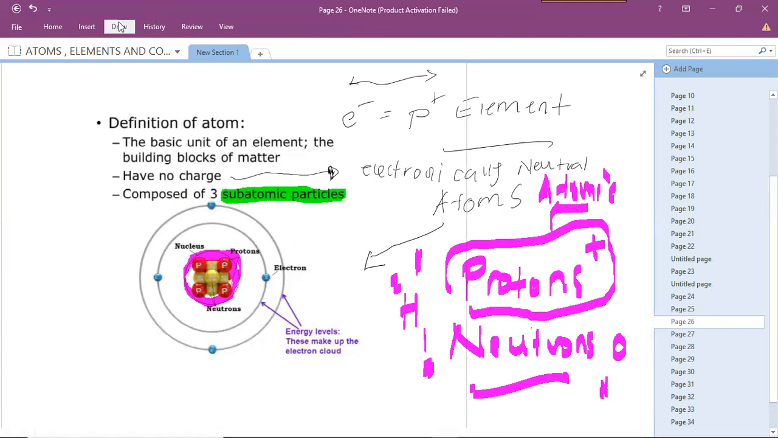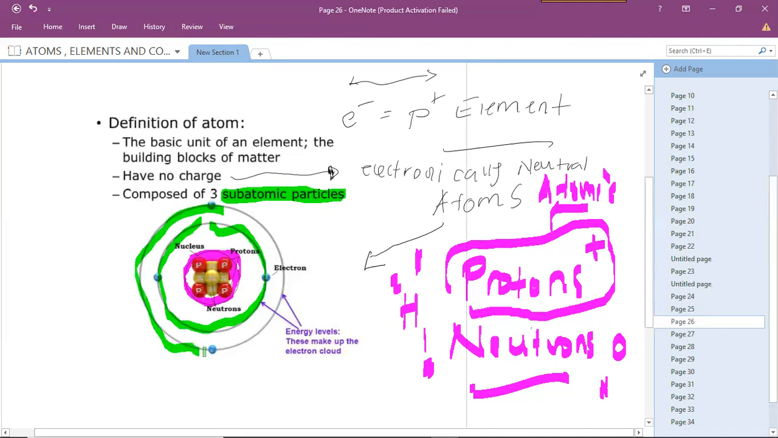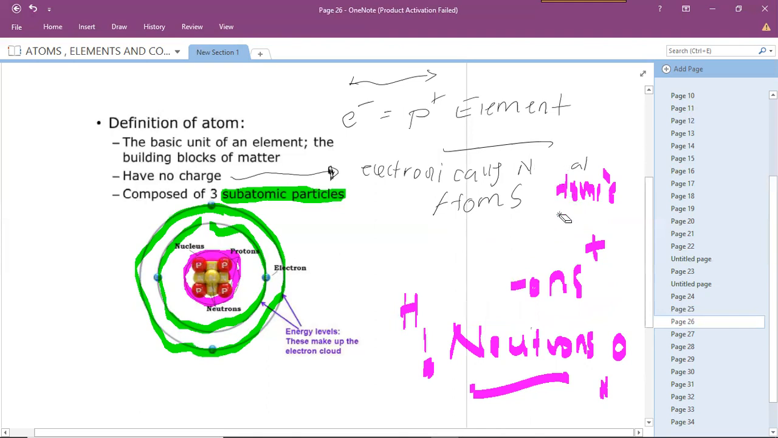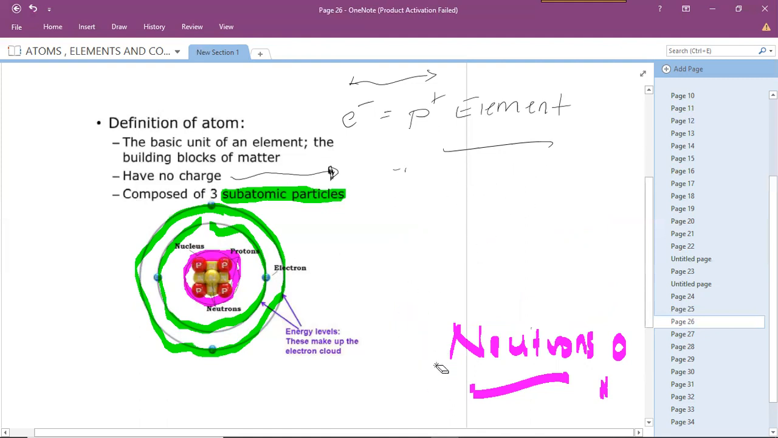Then outside, we have things known as electrons. Electrons in an atom are found in energy levels known as electronic shells. These are the electrons in the outermost shell. Let me tell you two interesting facts about electrons which relate to their small size.